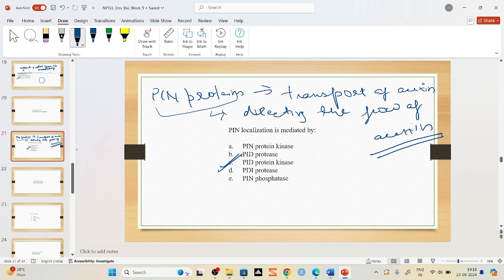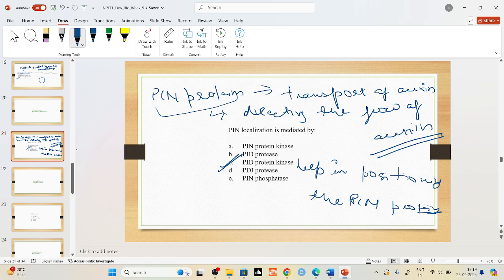So PID, which is your PIN-formed interactor kinase, helps in positioning the PIN proteins. Now, an important point to remember here is that the localization of the PIN protein is often polar. What does it mean that the localization is polar? It means that they are concentrated on one side of the cell.